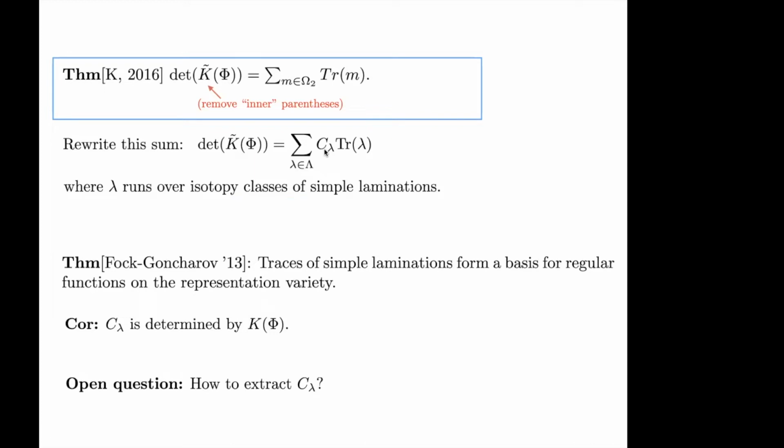If you ignore the trivial curves, then you could just look at each simple closed curve system on the surface. You collect all the double dimer configurations which have that particular isotopy type, and then we get a coefficient C lambda. So this determinant, once I rearrange the sum, I can write as a sum over simple laminations lambda, the trace of lambda, times some coefficient. That coefficient is what I'm looking for, because it tells me the probability that if I take a random double dimer configuration, it'll have my desired isotopy type lambda.